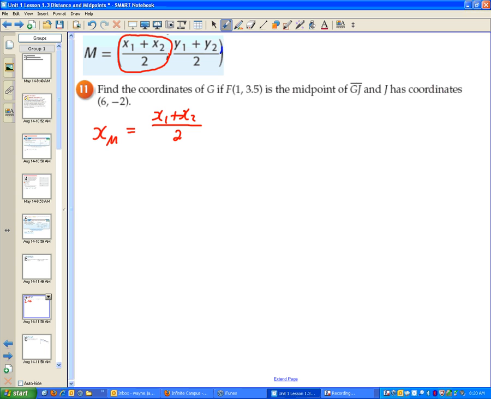Well, all of this over here is how we find the y-coordinate of the midpoint. So I can make a separate formula saying that the y-coordinate of the midpoint equals y1 plus y2 divided by 2. Now, I'm going to use each of these then, because what they're giving us is this is the midpoint.